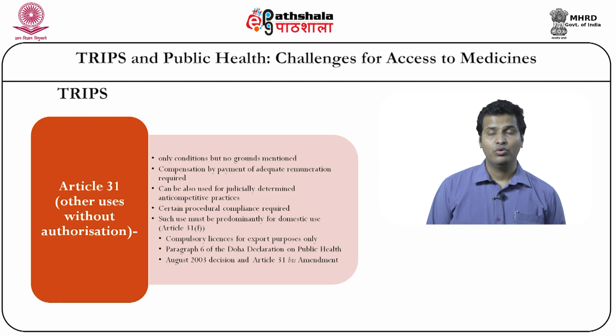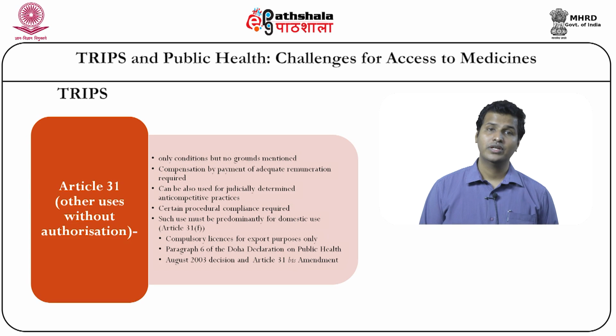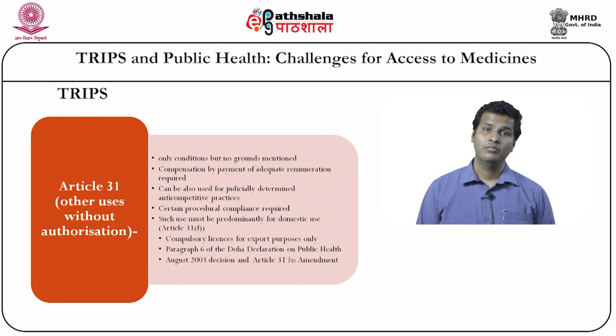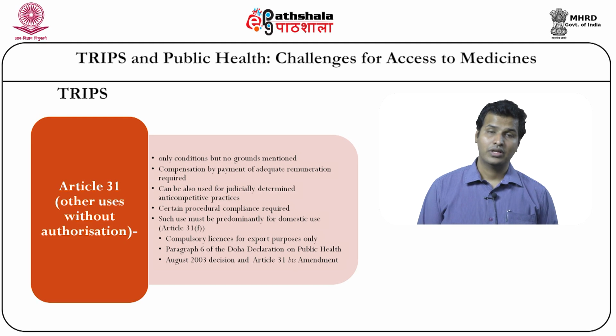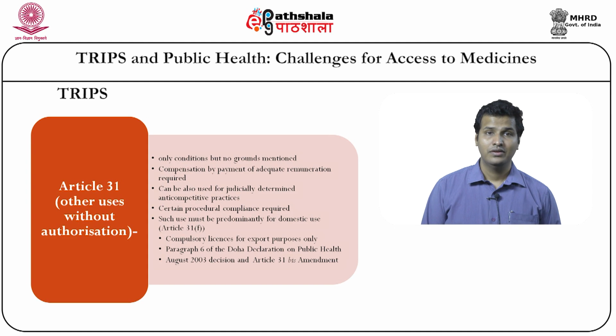The Doha Declaration, post the AIDS crisis in South Africa, specifically said that WTO member countries have the freedom to determine the grounds for compulsory license and to determine the public health crisis. Paragraph 6 of the Doha Declaration also said that the WTO must find an expeditious solution to overcome the problem raised by Article 31(f), wherein a compulsory license may not be granted for export purposes only.